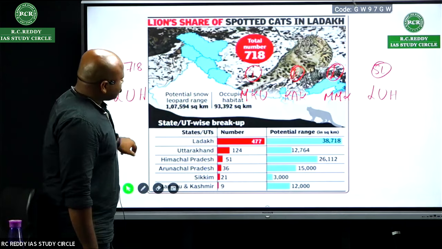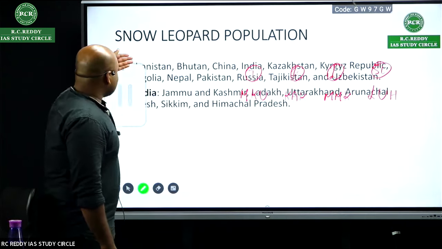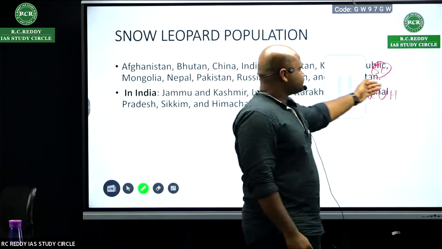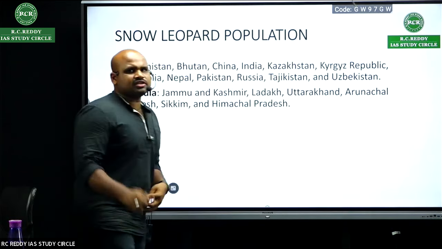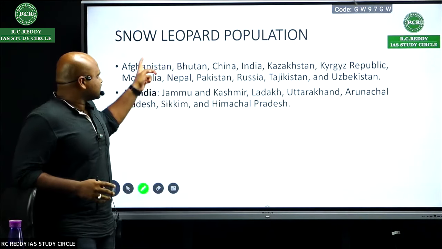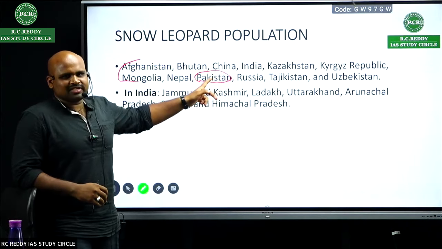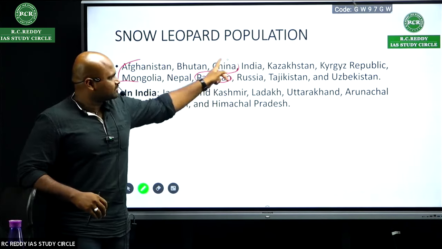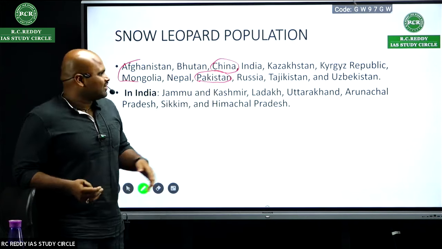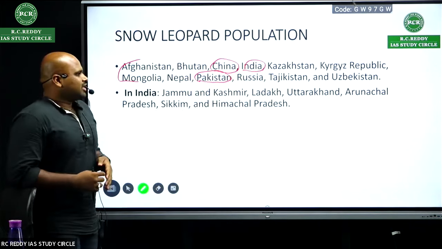Now, in snow leopard, we have 12 snow leopard range countries. In tiger, how many range countries? 13. In snow leopard, 12 range countries. In this, we have Pakistan. Unfortunately, yes. We have China. Definitely, yes. We have India. Yes. Next, in India, which all regions?